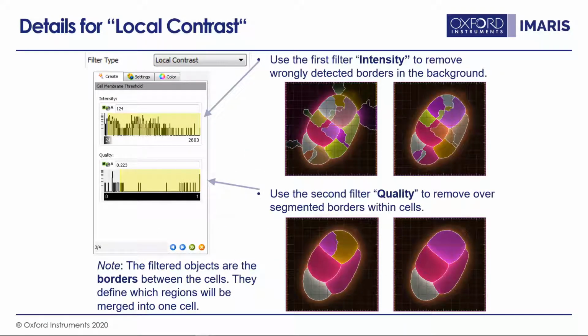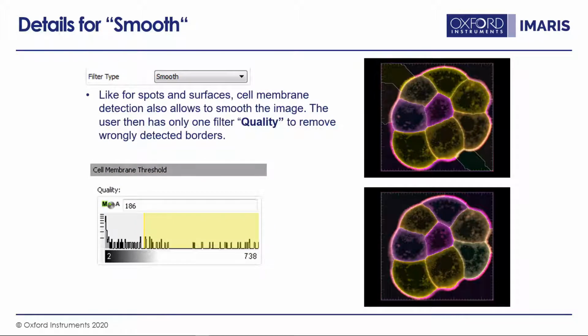For the local contrast option, we have two sliders with two thresholds: intensity, to remove the wrongly detected borders in the background, and quality, which is removing the borders within the cell. For the smooth option, we only have the quality option, just to remove the wrongly detected borders.